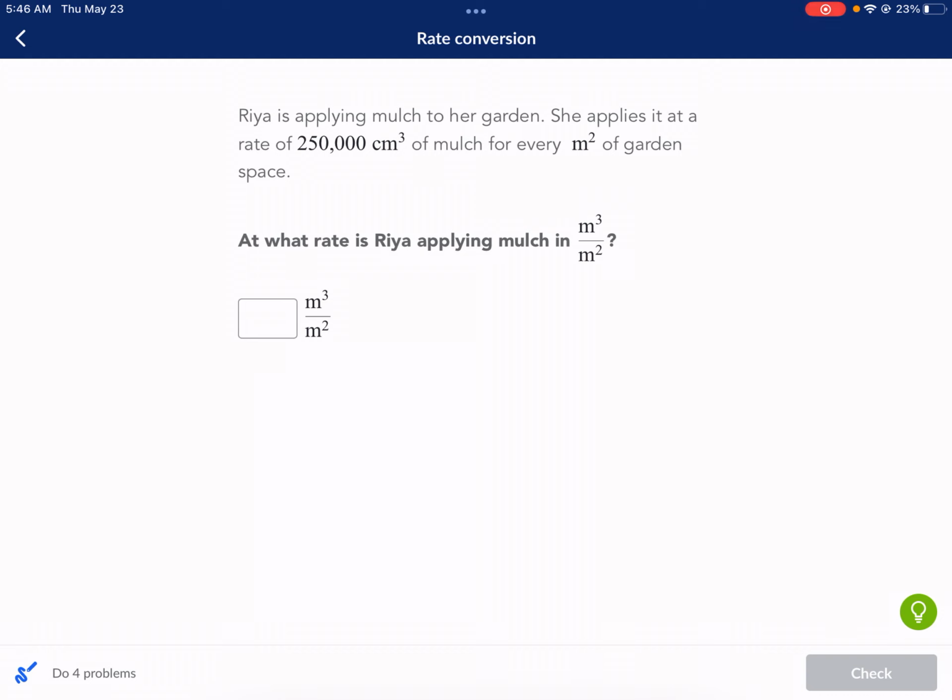This particular Khan Academy assignment is actually really important. A lot of future subject areas, even outside of math, like chemistry, will need this type of math. So let's go ahead and get started.